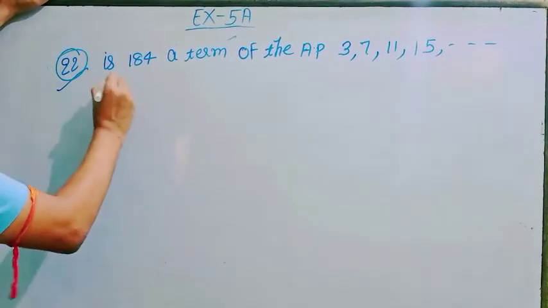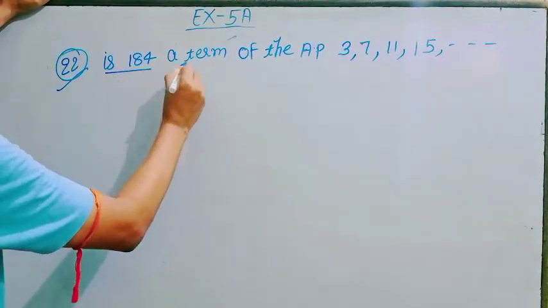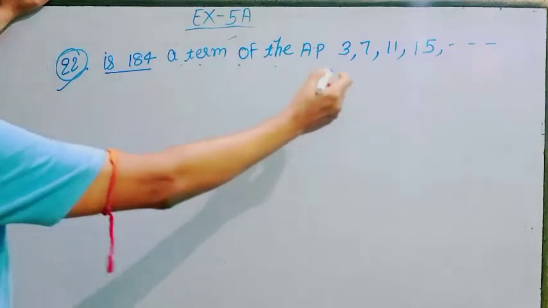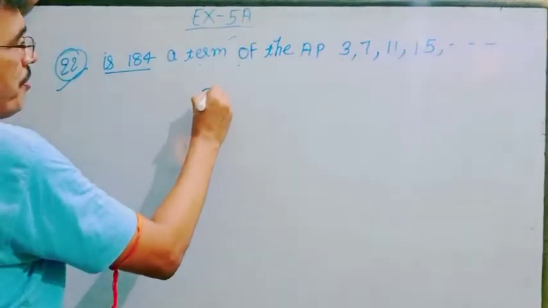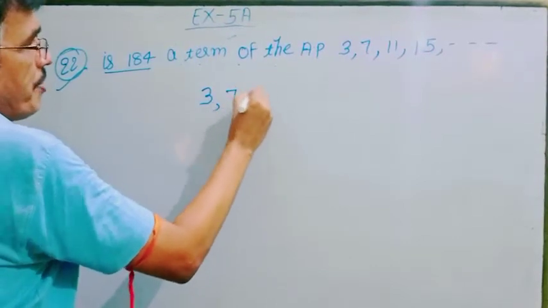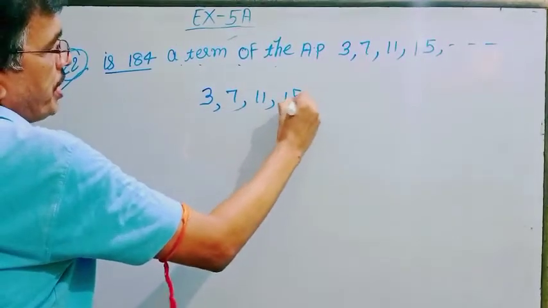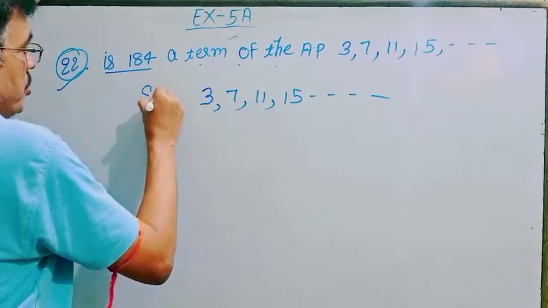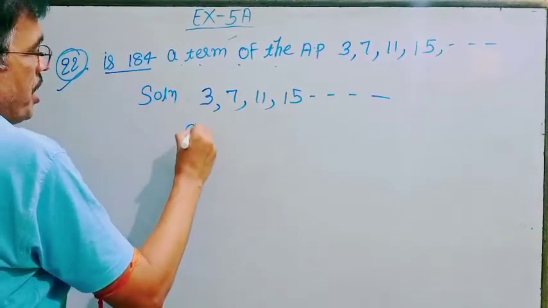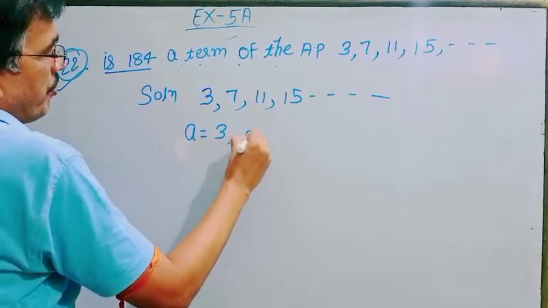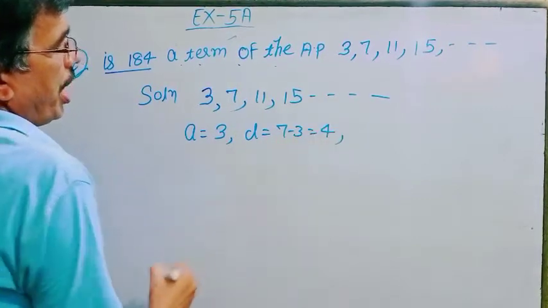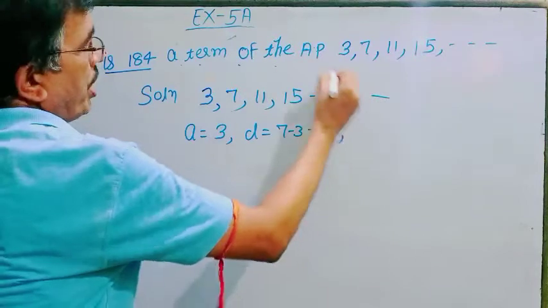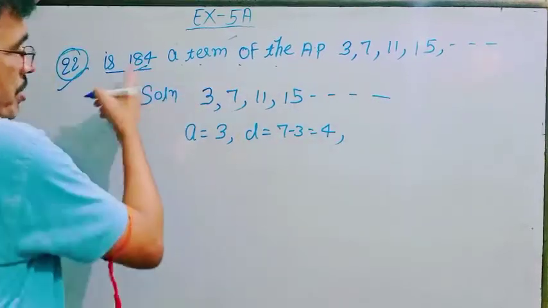Now question 22: is 184 a term of the AP 3, 7, 11, 15, and so on? So first you write the AP is 3, 7, 11, 15. So first you write what A is: A is equal to 3, and D is 7 minus 3, that is 4. Your question is whether Tn is possible or not.